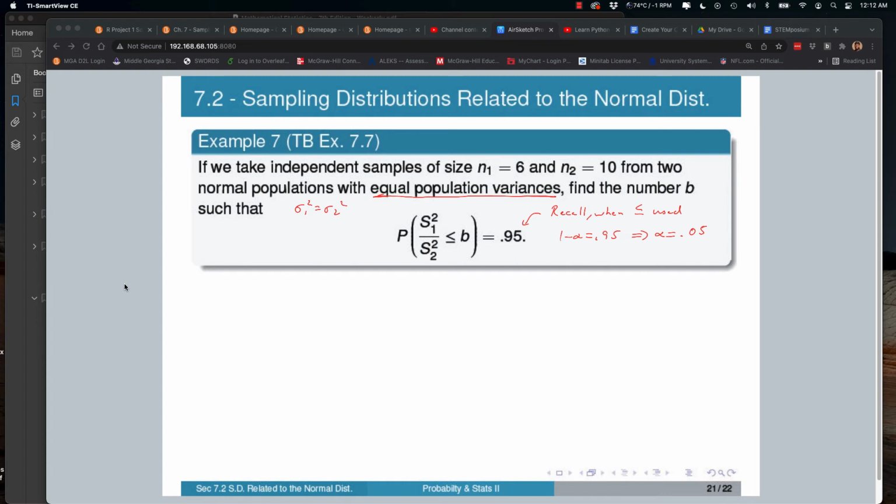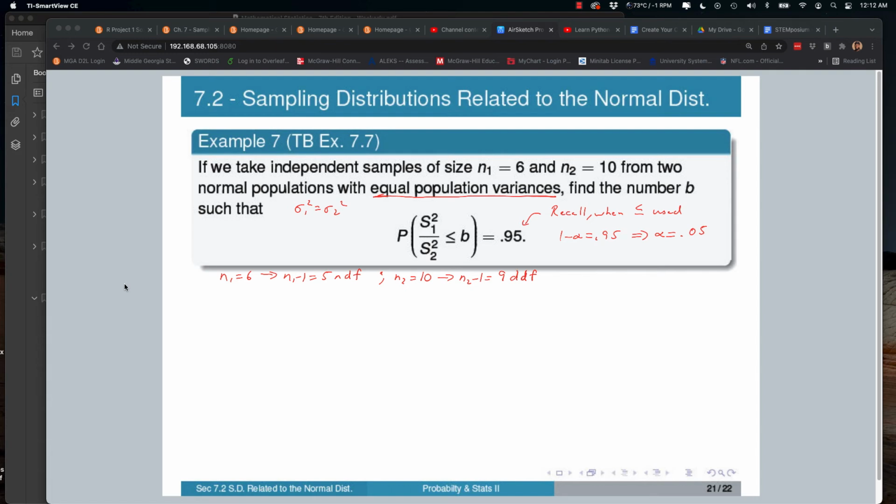So again, we know n1 equals 6, which implies that n1 minus 1 equals 5, so that's the numerator degrees of freedom, NDF. And then we know that n2 equals 10, which implies that n2 minus 1 equals 9, the denominator degrees of freedom, DDF.